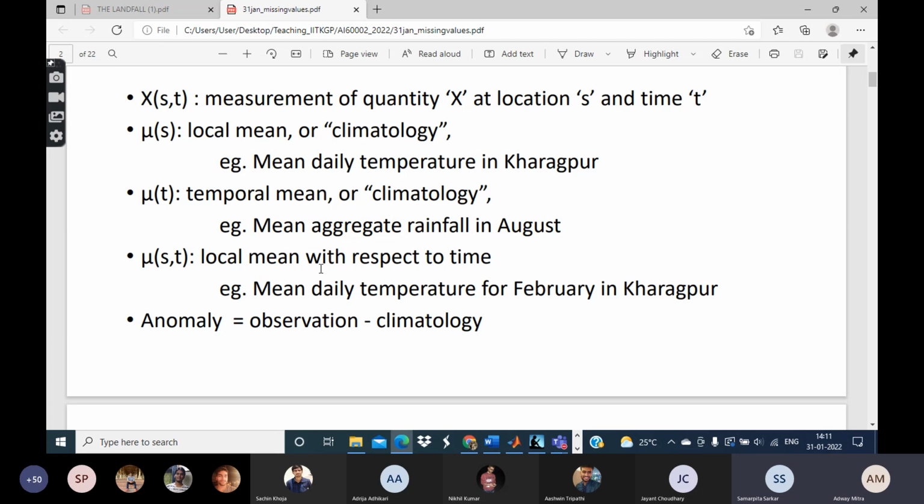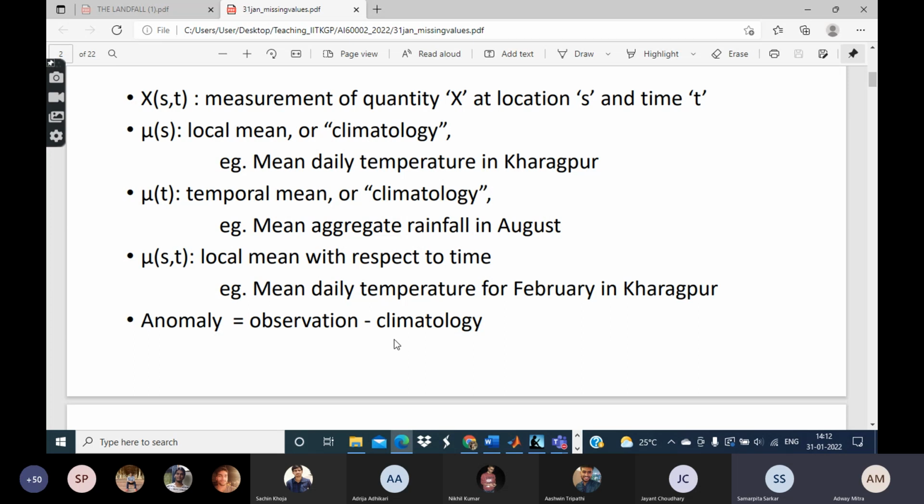And now, suppose you have fixed the location and a time period. Let us say the temperature in February in Kharagpur. Okay, so it has a long-term value. That is, suppose you have observed many February months in Kharagpur, over say 100 years, and you have calculated the mean temperature. So that is the climatology.